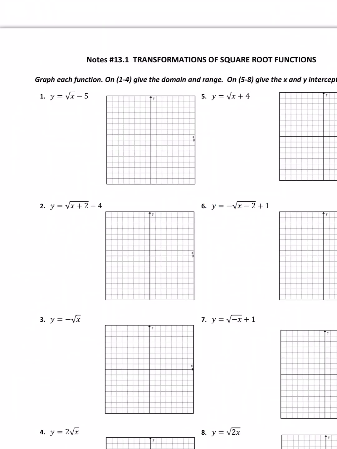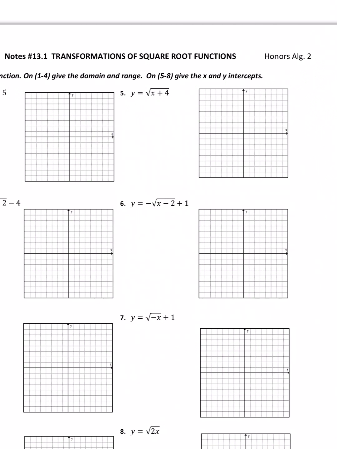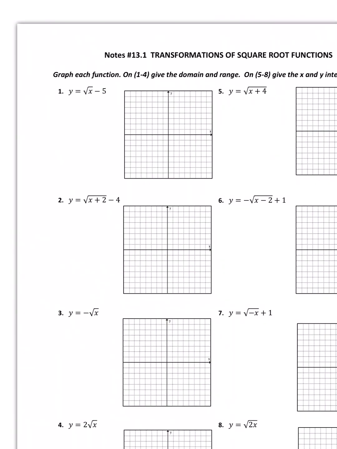Okay, so now I'm looking at my notes page and I want to go through these things. It says for each function give domain and range, and then on 5 through 8 give x and y intercepts. We'll get that in a moment. So as I graph these, I'm going to list my transformations just to get me going. So if I look at this, at the parent function, this minus 5, what is that doing? That is going down.